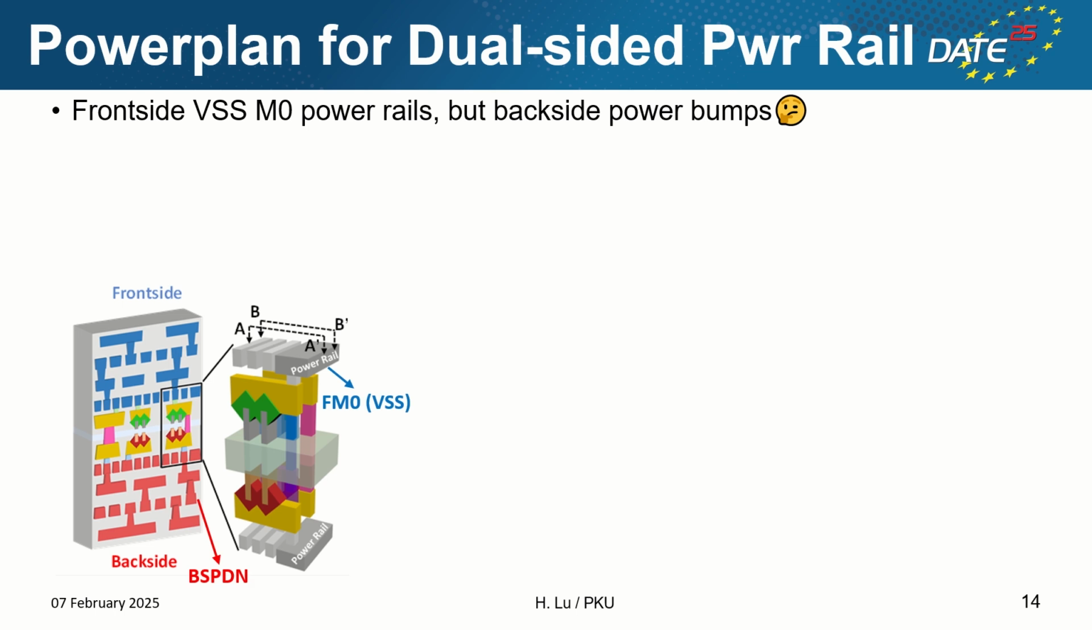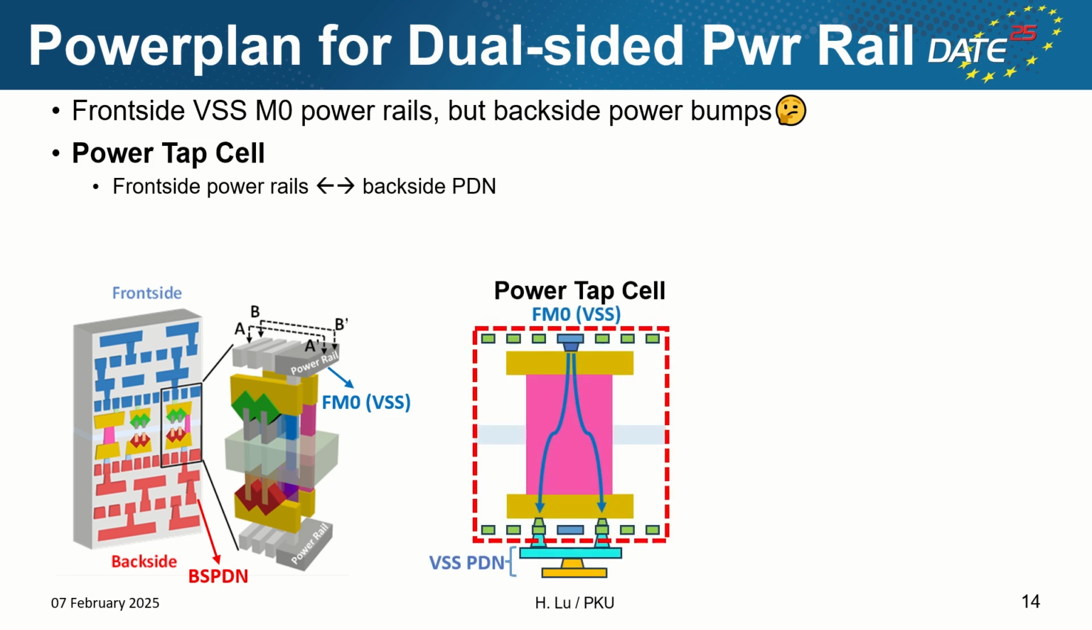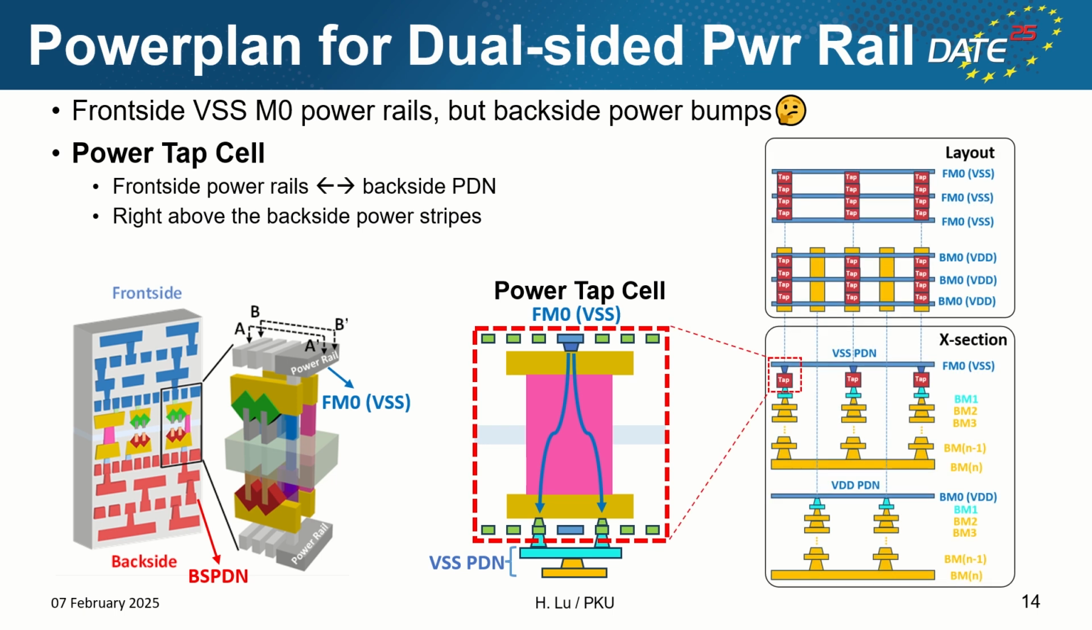In terms of the power plan, there comes a question. The VSS M0 power rails are on the front side, but power bumps are on the backside. How to connect the frontside power rails to the backside PDN? Here comes our solution, the power tap cell, a cell specifically designed to implement this connection. It is placed right above the backside VSS power stripes.